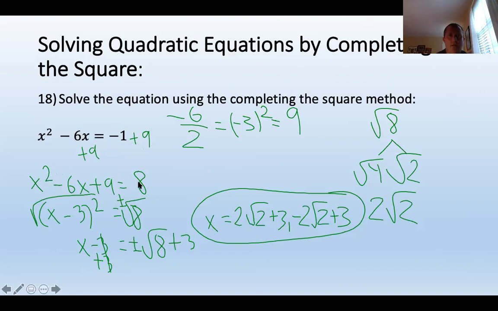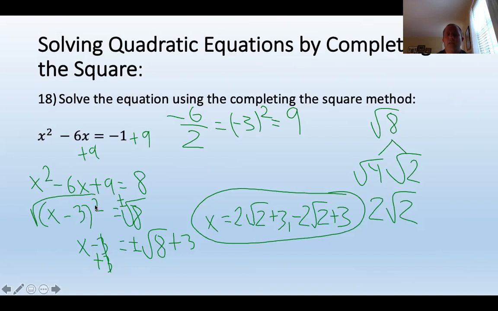And then if you remember from the previous problem that we completed the square on, x squared minus 6x plus 9 is a perfect square, and the way to factor it is to take the square root of the first term. The square root of x squared is x. The square root of 9 is 3, and then the sign of the middle term is negative, so this is x minus 3 squared equals 8.